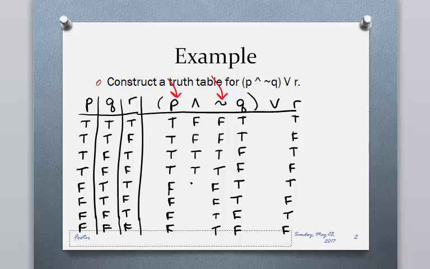False and false will be false. False and false will be false. False and true will be false. And false and true will be false. So I'm going to go ahead and circle this because this is the answer to the parenthesis part of the problem.